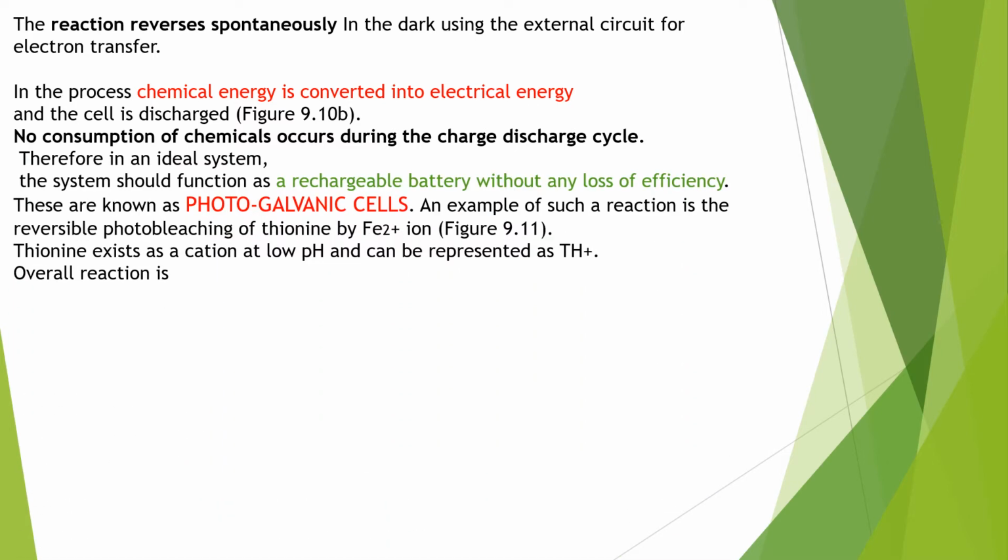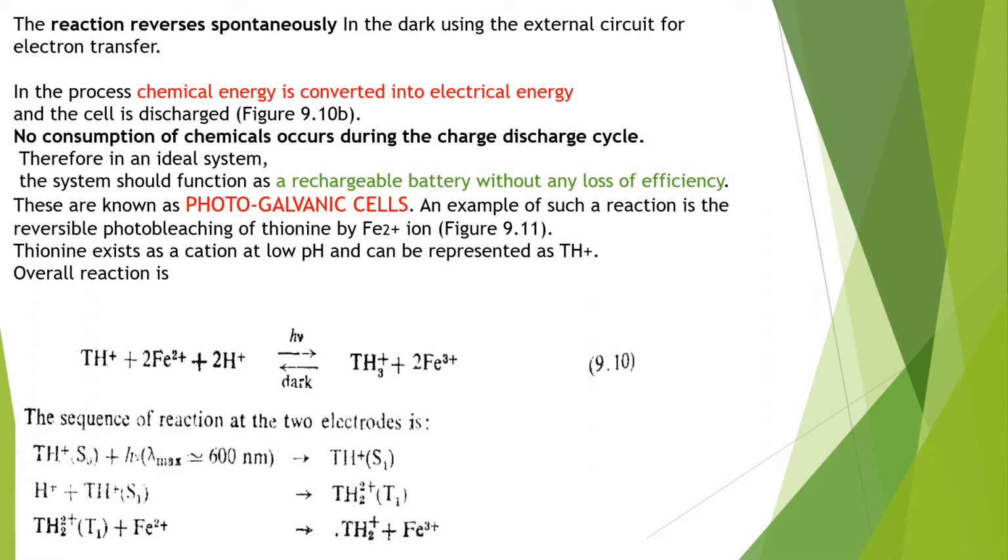So it is an ideal system, and it should function as a rechargeable battery without any loss of efficiency, and this is known as the photogalvanic cell, where light energy is initially converted to chemical energy, and that chemical energy is converted to electrical energy. An example of a photogalvanic cell is the reaction of photobleaching of thionine by Fe2+ ions. Thionine exists as a cation at low pH and can be represented as thionine+. The overall reaction is TH+ + 2Fe2+ forms 2H+.